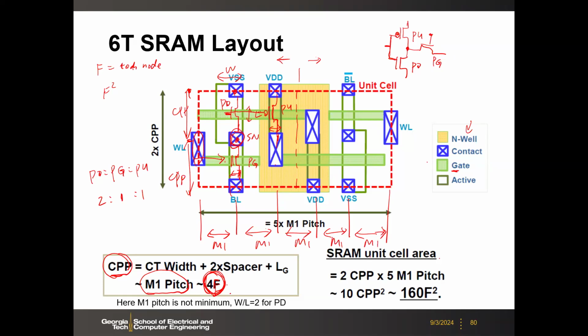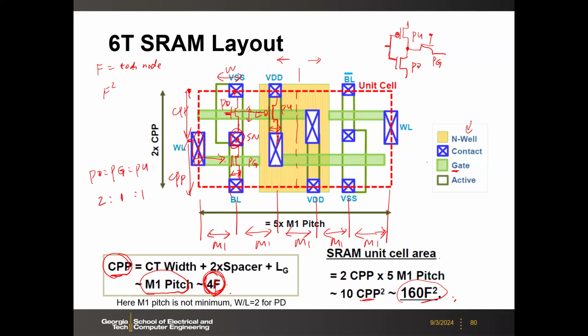Okay, so if you do that, the cell area is 2 CPP times 5 metal 1 pitch. So roughly it's 10 CPP square. And if CPP is 4F, then you get 160 F square. This is generally true for high density SRAM cell size.